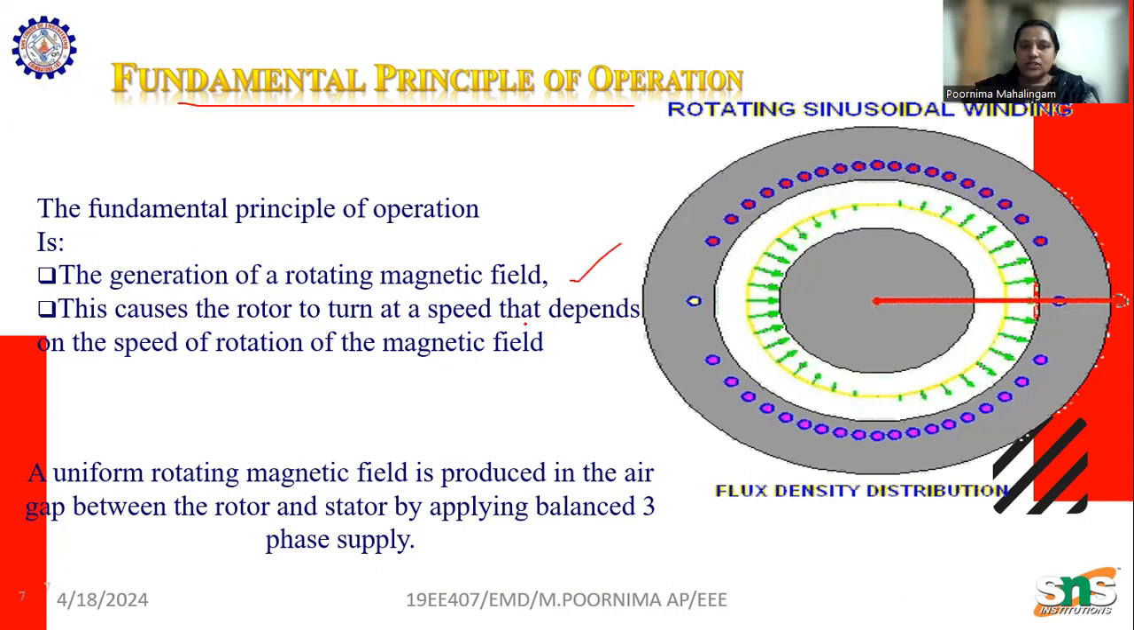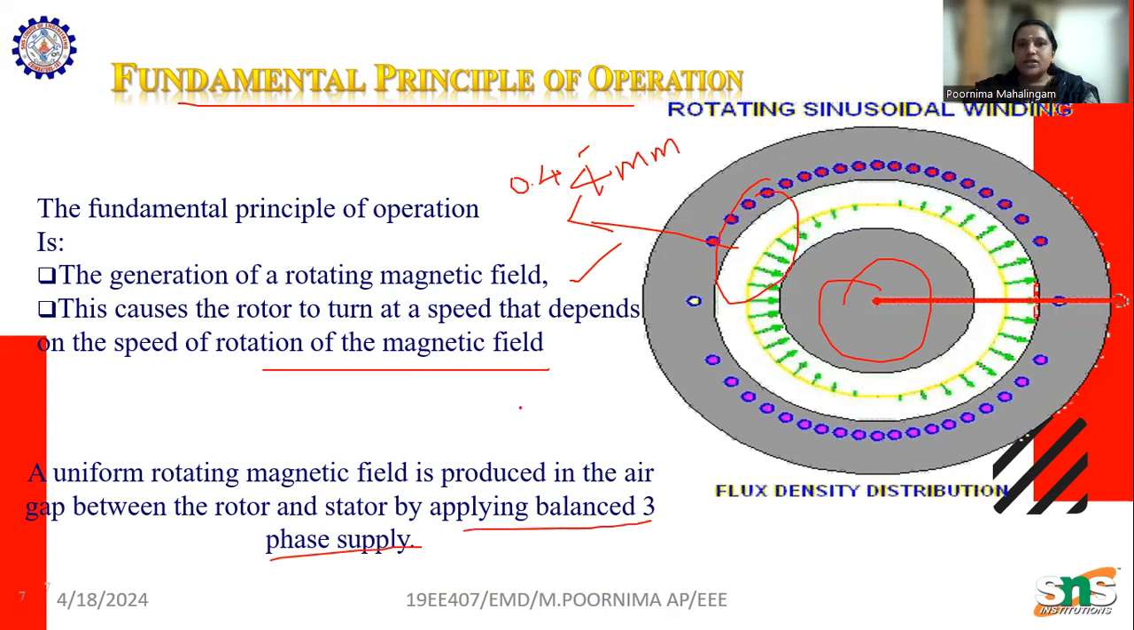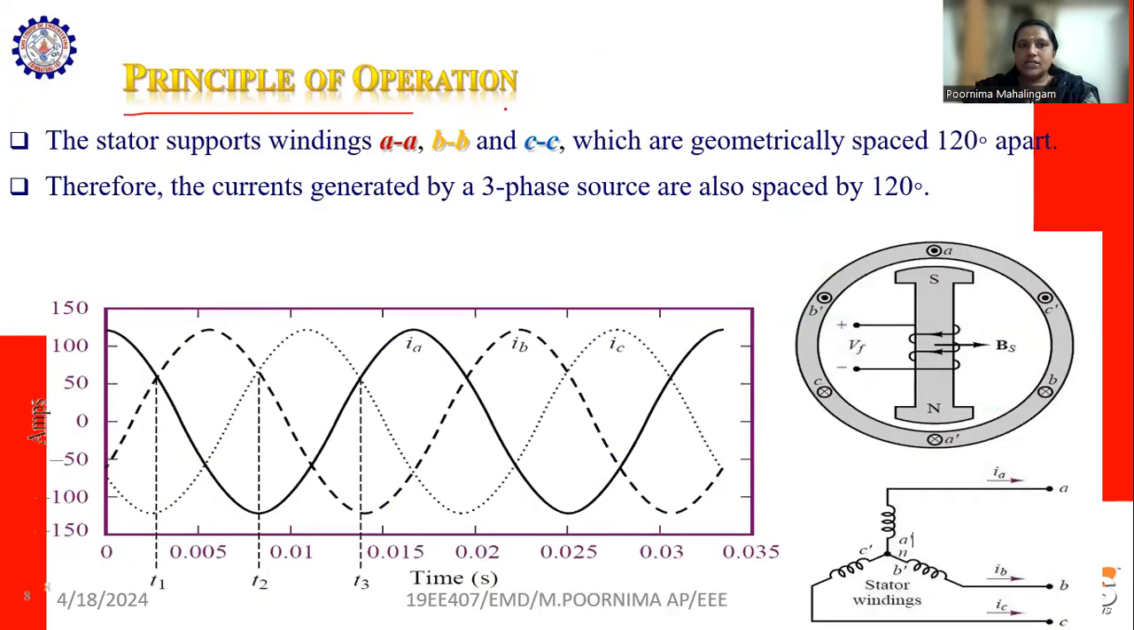This causes the rotor to turn at a speed that depends upon the speed of rotation of the magnetic field, the rotating speed. The uniform rotating magnetic field is produced in the air gap between the rotor and the stator. So we have seen the air gap must be between 0.4 and 4 millimeter, and it is produced by applying a three-phase balanced supply to the stator. This is the fundamental principle of operation of the three-phase supply.